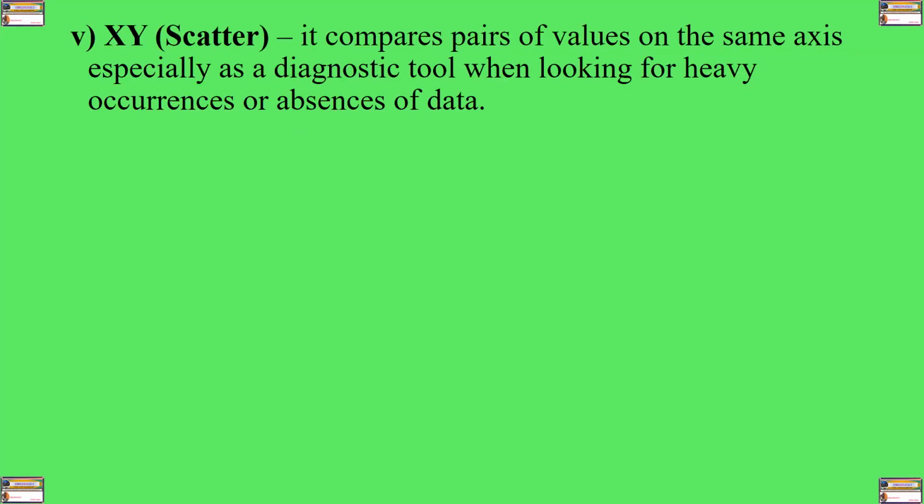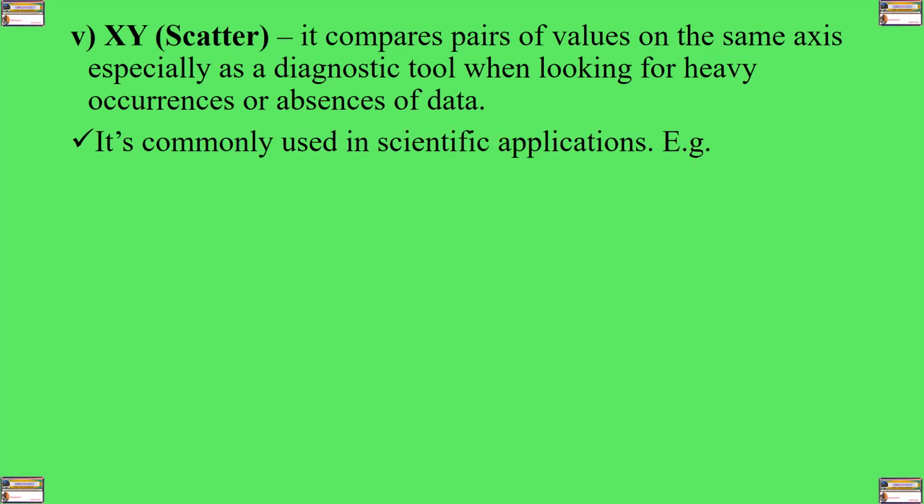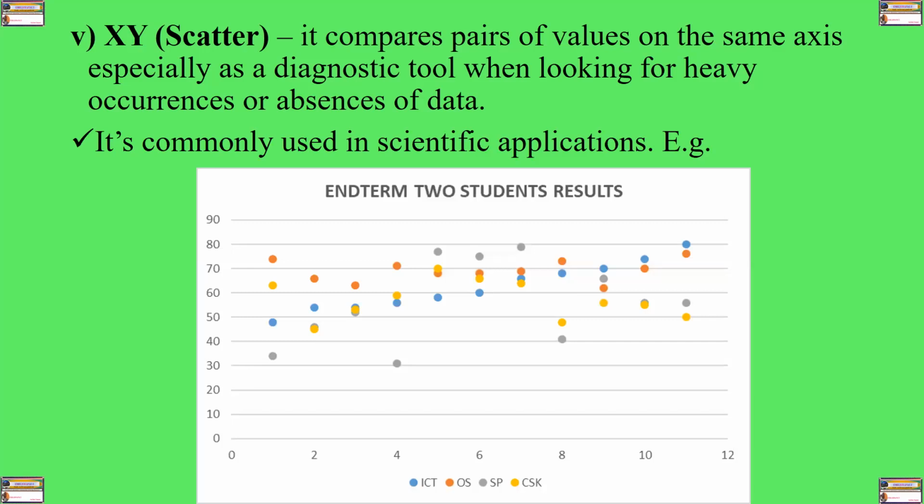Number five is XY scatter, also called scatter. It compares pairs of values on the same axis, especially as a diagnostic tool when looking for heavy occurrences or absences of data. It is commonly used in scientific applications. An example of such a chart is this one.